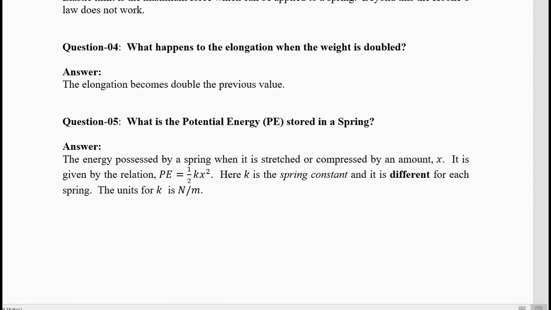What happens to the elongation when the weight is doubled? When you double the weight, you are doubling the restoring force, and F is proportional to the displacement. So the displacement will also double in value. By elongation here we mean the displacement.